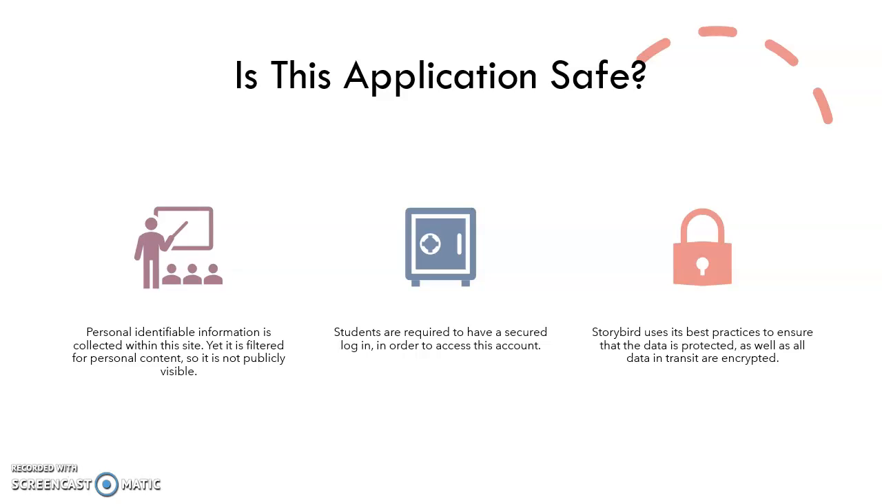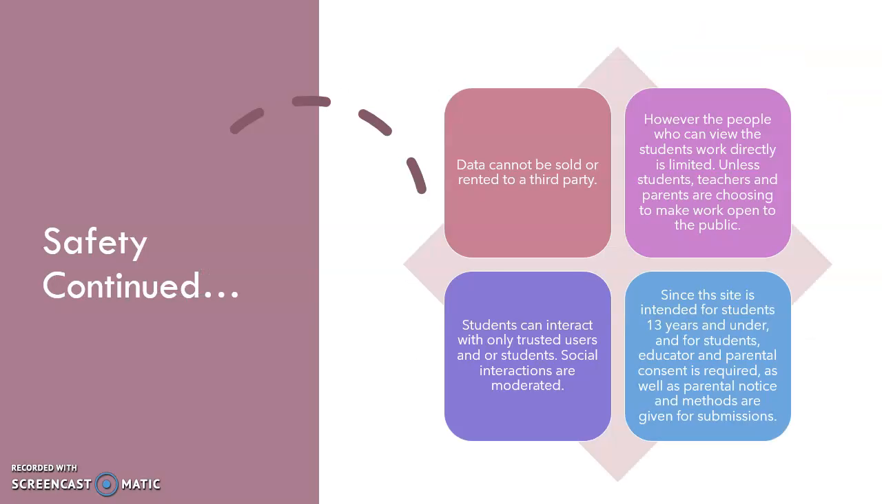Nobody else, if they even click on the page, they'll see the student's username, but they won't see any other information, because Storybird uses its best practices to ensure that all data is protected, as well as all data in transit is encrypted. So we're going to talk a little bit more about safety. Data cannot be sold or rented to a third party.